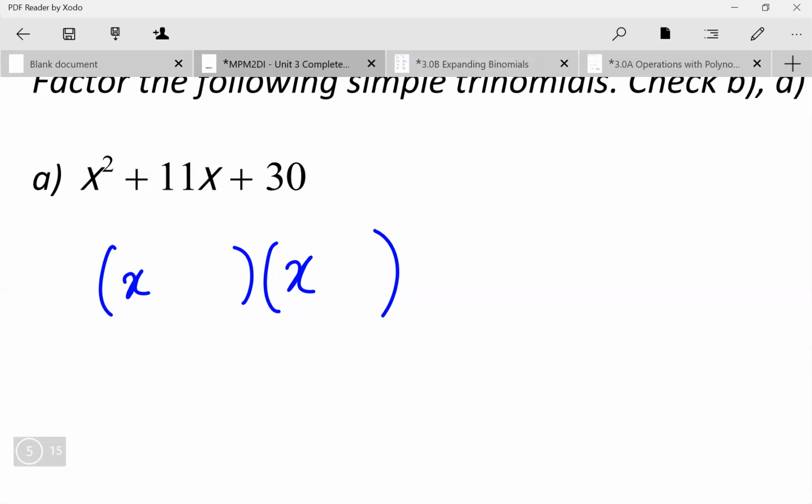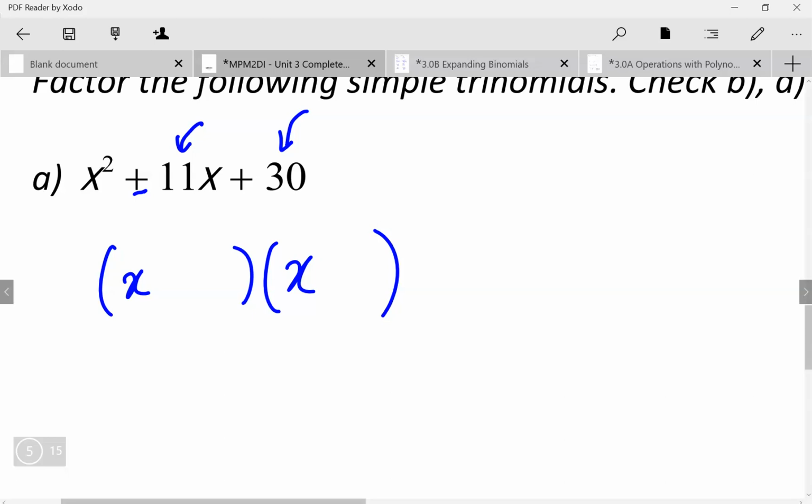It's always going to be x plus something or x minus something, and there's two binomials here that we're going to multiply to get our trinomial. So we're looking for two numbers that, remember, add to positive 11 and multiply to negative 30. This is where you have to do some guess and check work. We need two numbers that add to 11 and multiply to 30. So you have to somehow find these two numbers.